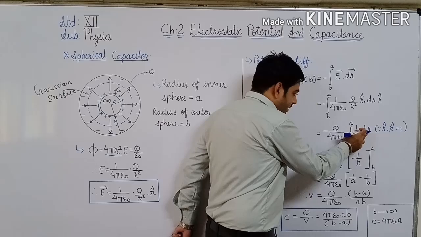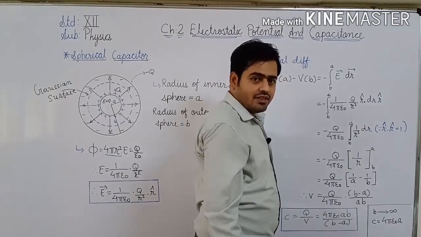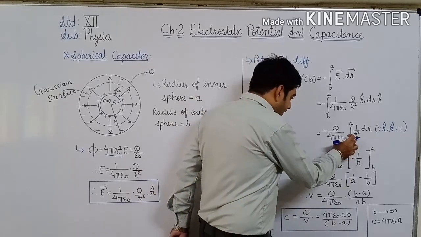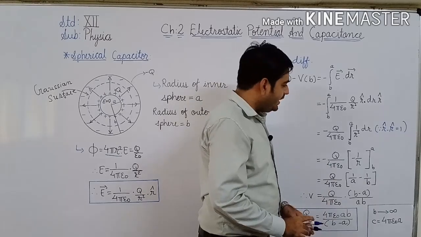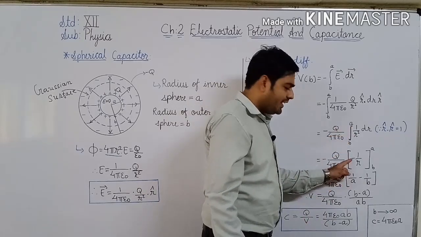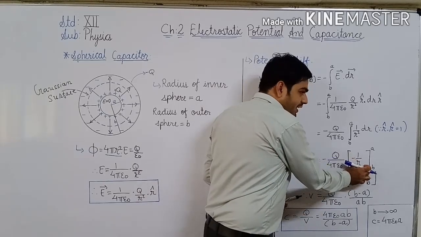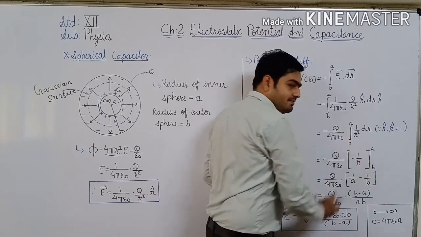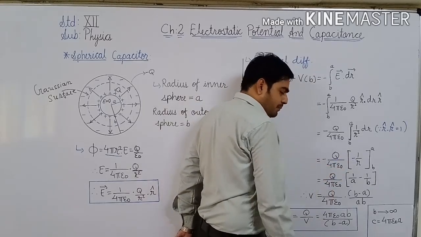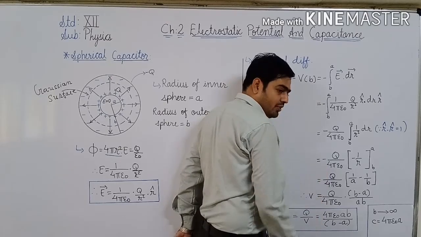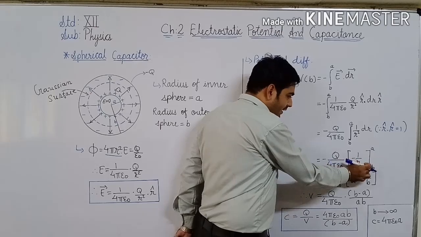Now this is the integration with respect to r, and we know the integration of 1 upon r square. What is the integration of 1 upon r square? Minus q upon 4 pi epsilon naught as it is, integration of 1 upon r square, that is minus 1 by r, and limit is from b to a. Correct? Minus minus plus q upon 4 pi epsilon naught as it is, therefore we can write 1 upon r, b to a.